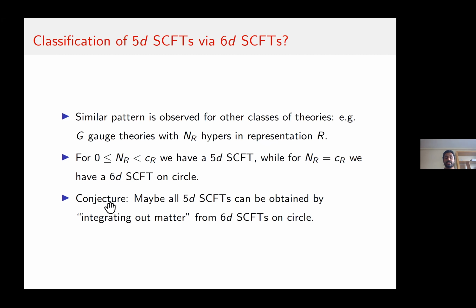Now here in this conjecture, the tricky part is to define integrating out matter. What does it mean? Because a 6D SCFT is some inherently strongly coupled thing. You put it on a circle, you again get some strongly coupled thing. So what does it mean to talk about integrating out matter?